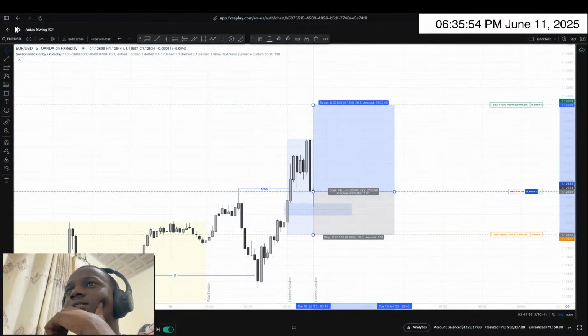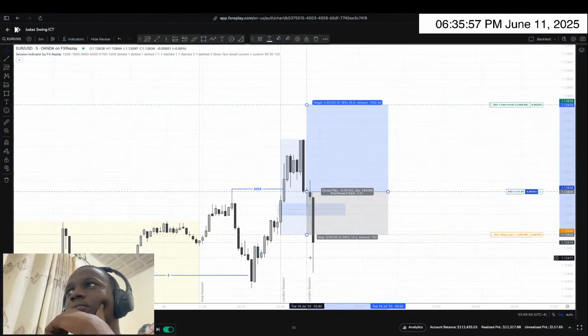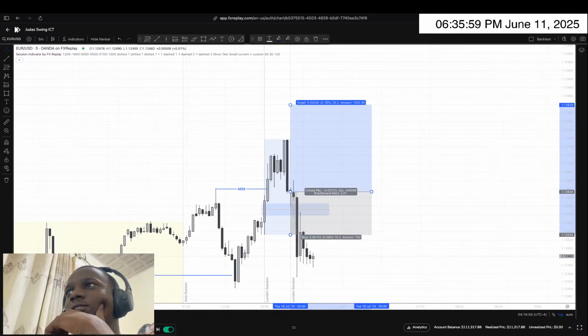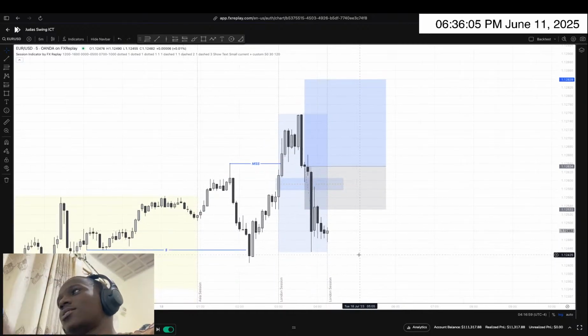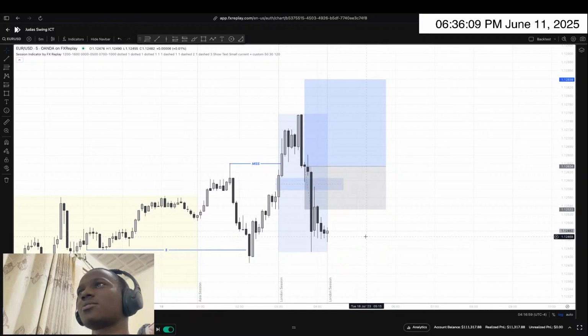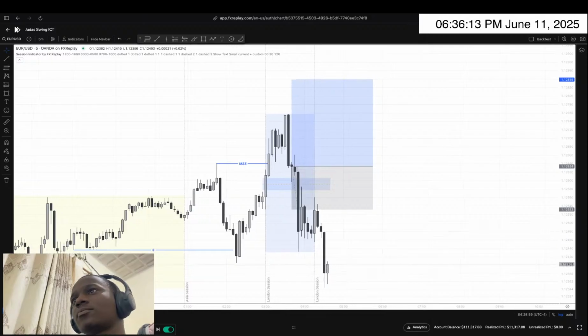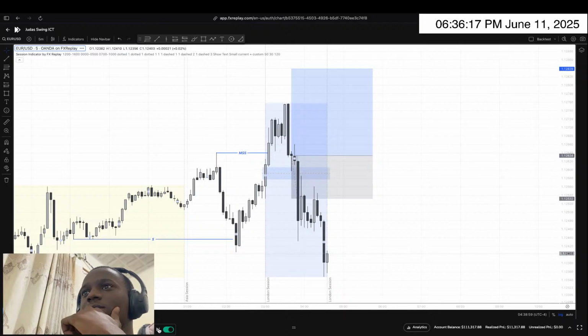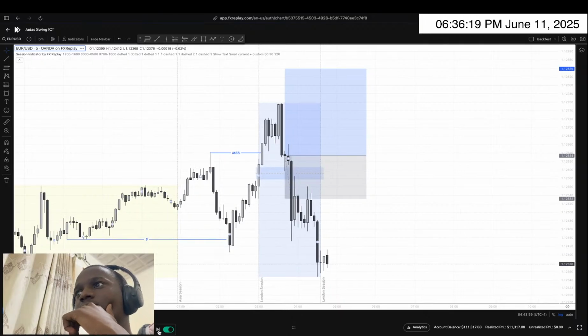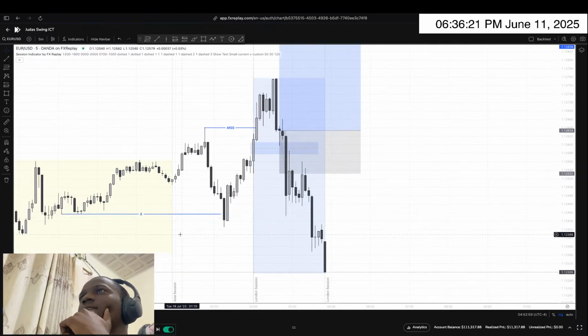So let's play it now and see. Jesus Christ is Lord. Stopped out. So I guess that's enough for the day. 2 trades and we're done. But let's see how price reacts later on. So we end up dropping to these Asian lows and taking them out.